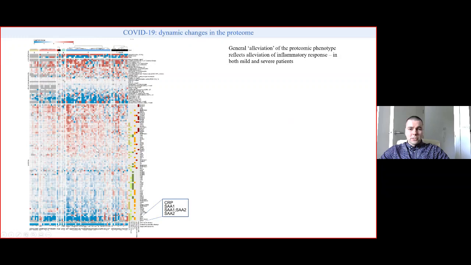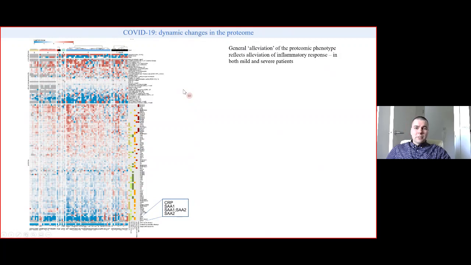There is one important exception. It's not all proteins which are alleviated. Examples of those going down are CRP, C-reactive protein, and serum amyloid. You see that they're going down here mostly, but not all proteins are. One exception is organ function markers. Many of them are alleviated, many of them are not. It's very diverse between different patients. So we think this might be indicative of some lingering organ damage.